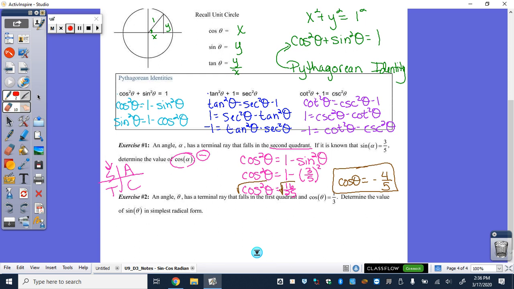So here, number 2, an angle theta has a terminal ray that falls in the first quadrant, so everything is positive. We have a cosine value of 1/3. Determine the value of sine in simplest radical form. So because I want sine, I'm going to use this form of that first Pythagorean identity, sine squared equals 1 minus cosine squared. So I'm going to go ahead and now plug in my 1/3 for my cosine.